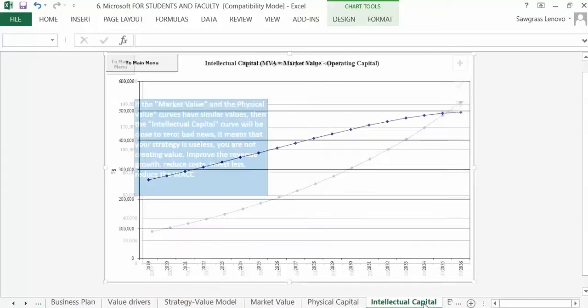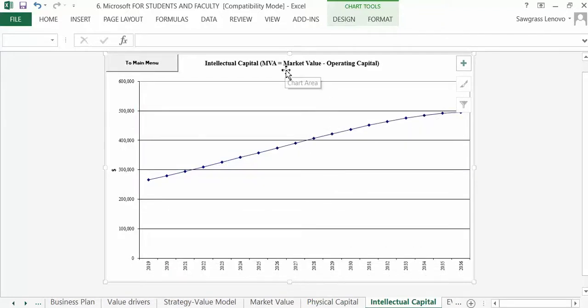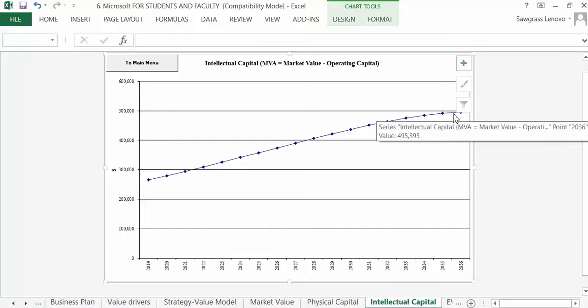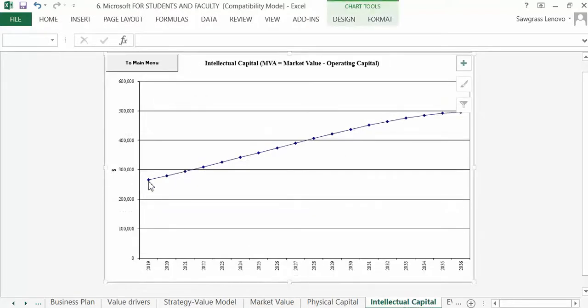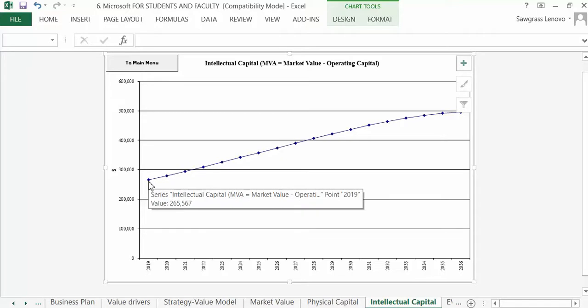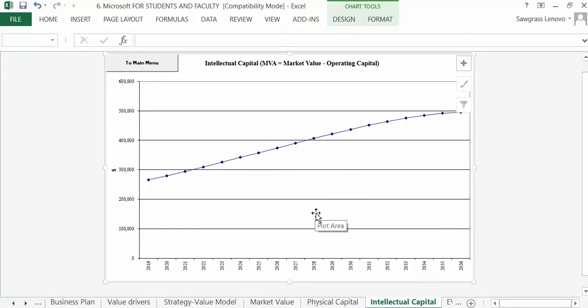And then you have the intellectual capital. Remember, it's the market value minus operating capital. So the market value minus book value, remember that we use it. It gives you an idea of how much intellectual capital the company has. In the case of Microsoft, it's gigantic. In the market value, you see that the value of the company is almost 300 billion, and the intellectual capital is 265, whatever. So you see that clearly Microsoft has a lot of intellectual capital.